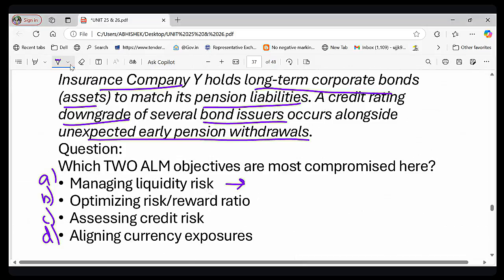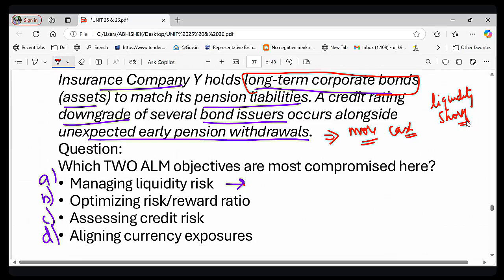Let me explain. The first thing is managing liquidity risk. When unexpected pension withdrawal happens, the insurance company will need more cash. Since its money is tied up in long-term bonds, it will face a liquidity shortfall. This means the company may need to sell assets at a loss to meet its obligations, which is risky. So this is the first objective of ALM which is compromised: managing liquidity risk.